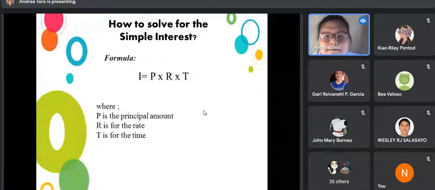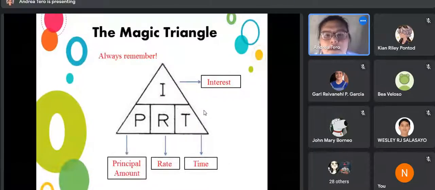But I'll introduce to you the magic triangle. Always remember the magic triangle, class. The positioning of the variables: the I is at the bottom, which is the interest. Then PRT, principal amount, rate, and time. There's no need for you to point it out. It's okay to derive it from the formula I equals PRT, but it is also practical to just memorize the magic triangle. We're good to go with the lesson. You have to remember the positioning of the variables in the triangle.